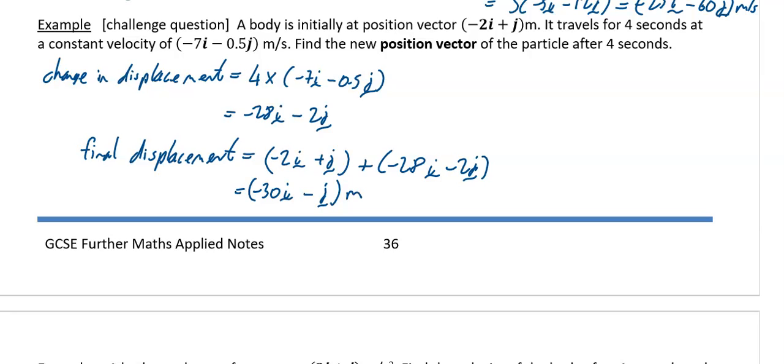And that is it. So first thing I needed to find the change of displacement, so that was my 4 seconds times this velocity that I was going, and then add that on. So I found that to be minus 28i minus 2j, and then add that on to my initial displacement.